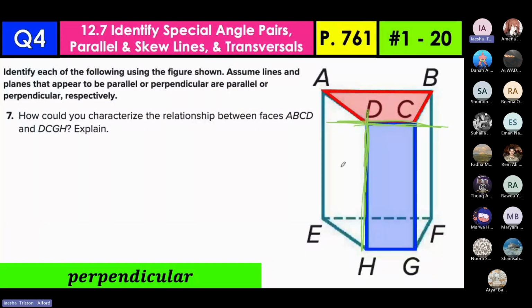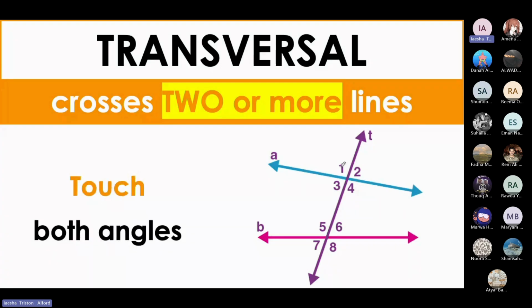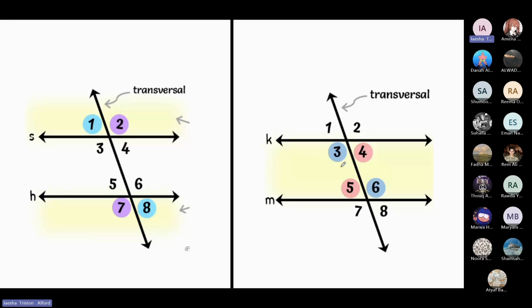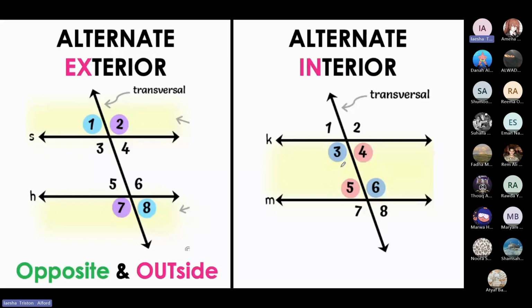Everybody's all right still? Yes. All right. This one should be easy. Remember about transversal. It has to cross two or more lines. It should touch both angles. So the next part of this question is just you knowing your vocab. You have 1 and 8. It's called alternate exterior. Also 2 and 7. They're opposite and outside. This one, alternate interior.